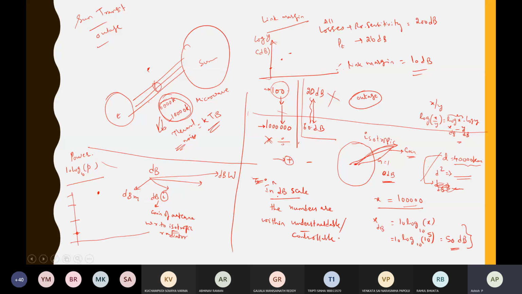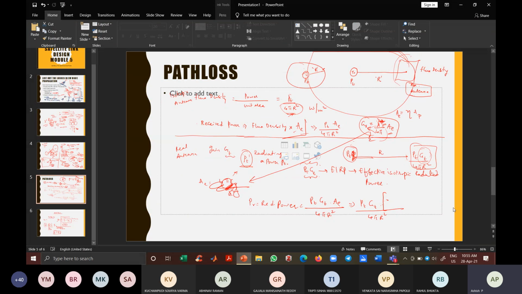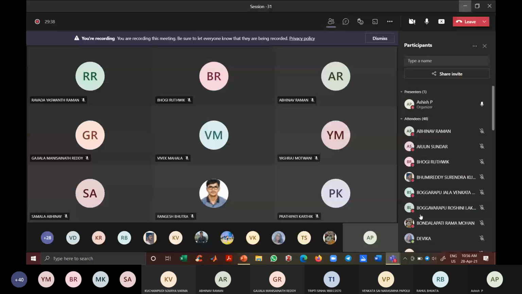So this is the overall thing. Once you do all this, we have to convert into dB scale and understand how much loss will be there at a given distance from the transmitter. Okay, so I will stop here.